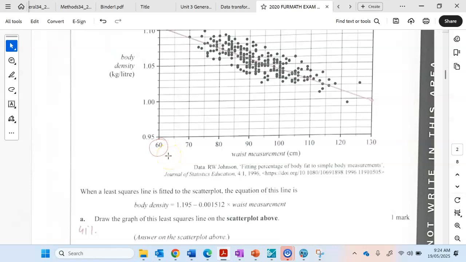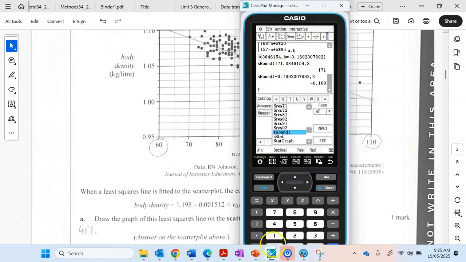So what you do when you're sketching, and you can do this for 0 as well, you choose your two endpoints, so at 60 and 130, and we substitute them in for waist measurement. So just get the calc back up.